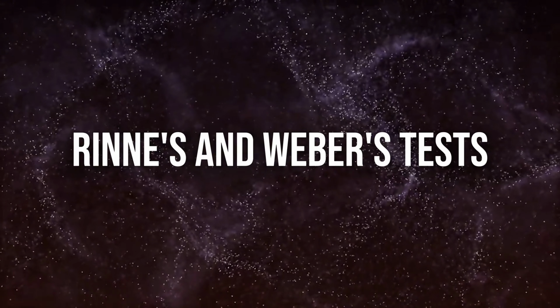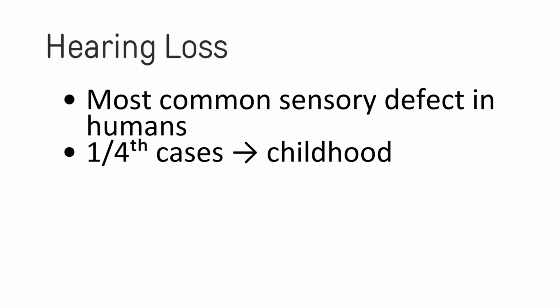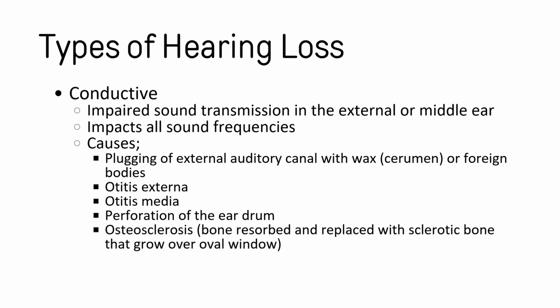Rinne's and Weber's tests. Hearing loss is the most common sensory defect in humans. Out of all the cases, 1/4 occurs in childhood. There are two types of hearing loss. First one is the conductive hearing loss, in which sound transmission in the external or middle ear is impaired. This impacts all the frequencies of sound.